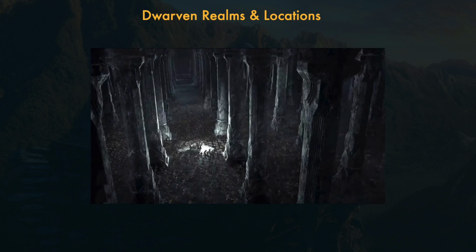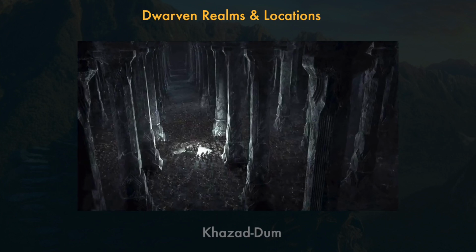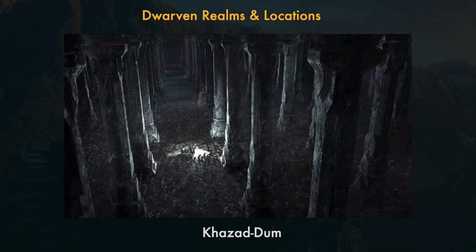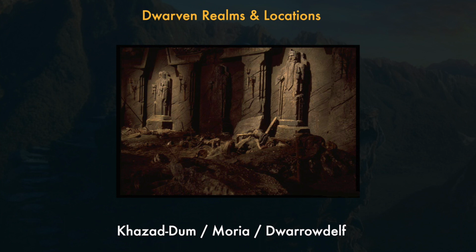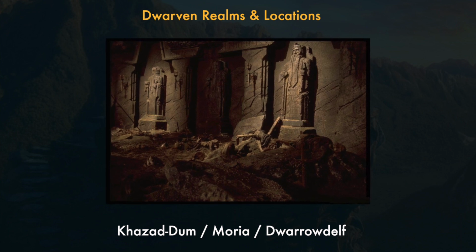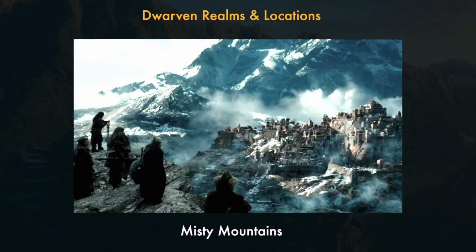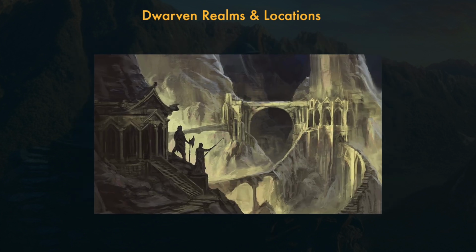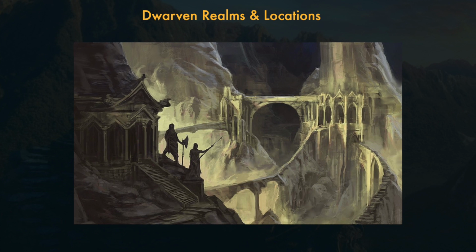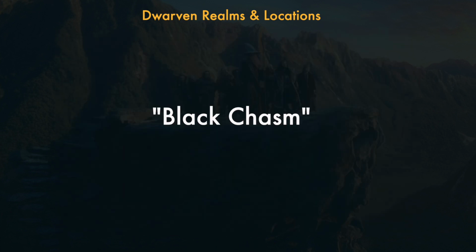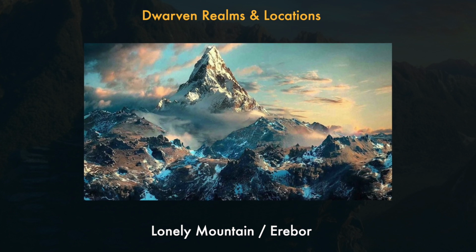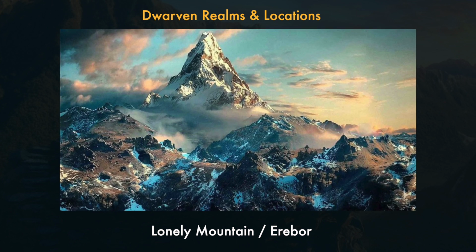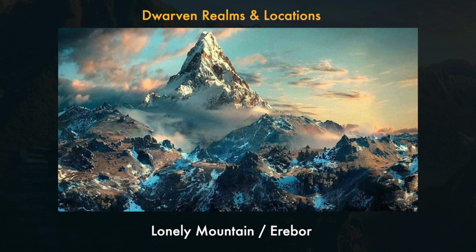The most notable being Khazad Dûm, also commonly known as Moria or the Dwarrodelf, was an underground kingdom beneath the Misty Mountains. It was known for being the ancient realm of the Dwarves of Durin's folk. It was the greatest Dwarven kingdom ever. In Sindarin, or the Elvish tongue, it is known as Black Chasm. Then we have the Lonely Mountain, known in Sindarin as Erebor. It can be seen extensively in the Hobbit movie.